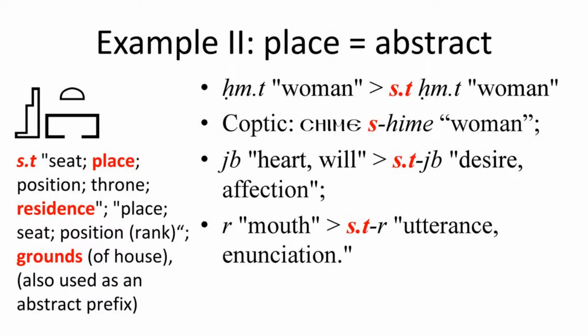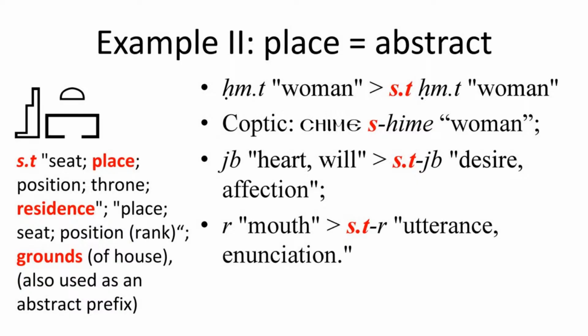And so it is also used as an abstract prefix. So, for example, we have the word hemet, meaning woman, and then we have set hemet in terms of the abstract nature of a woman. And this is the form in Coptic, sehime. And then you have the word ib, meaning heart and will. And then you have set ib, meaning desire and affection.